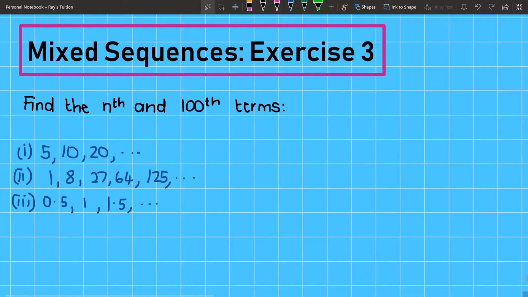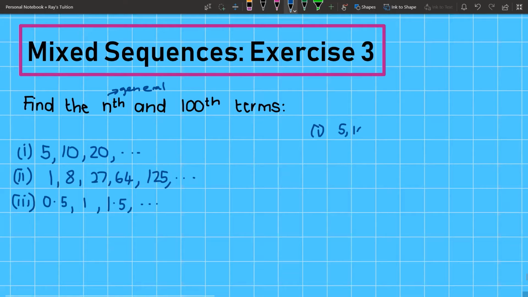So over here, we're finding the nth and 100th term. The nth term is just another way of asking for the general formula. So we would like the general formula and the 100th term. Please pause the video and attempt this by yourself before we do it together. And let's get started with the first one.